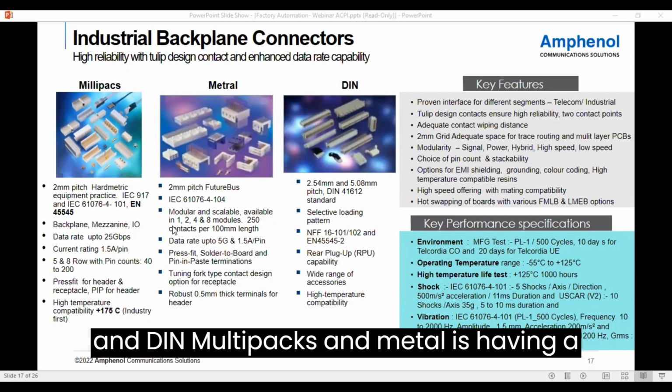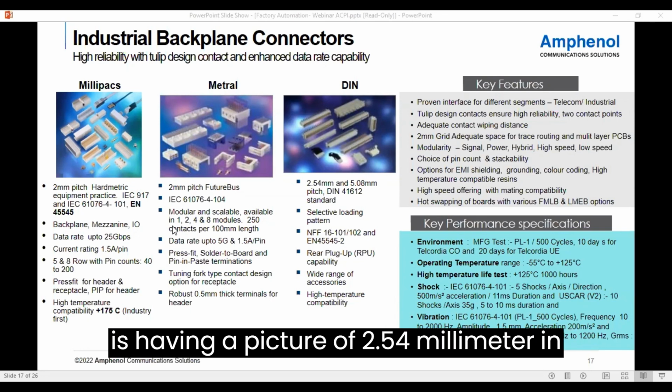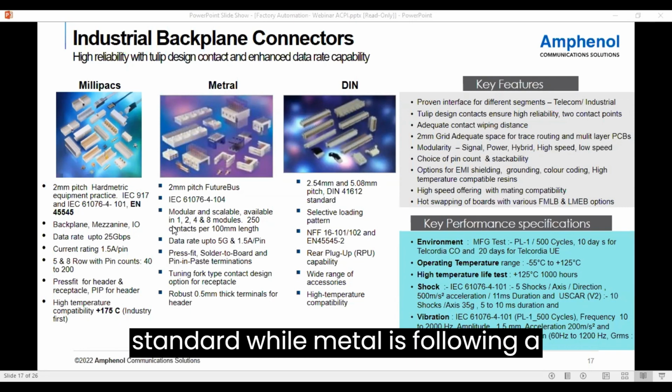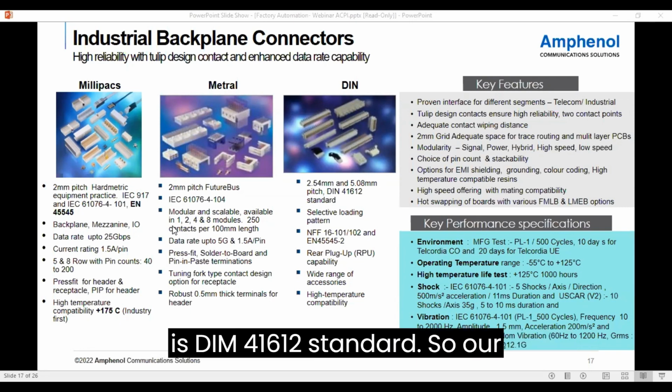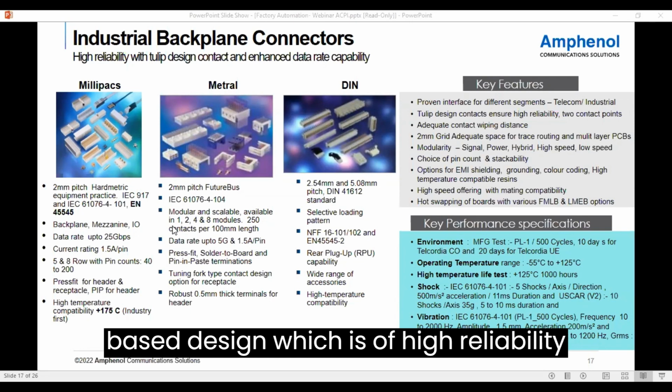and DIN. Millipax and Metral have a pitch of 2 millimeter, and DIN has a pitch of 2.54 millimeter. Millipax follows the Hartmetric standard, while Metral follows the Futurebus standard, and DIN follows the DIN 41612 standard. So our backplane connectors are tulip contact-based design, which is of high reliability.